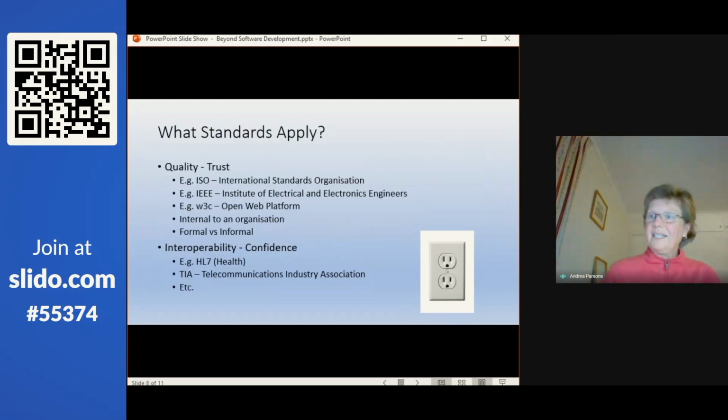The other type of standard here on the slide is around interoperability. So giving people confidence that if they take on your product, that it will interoperate in the correct manner within the environment that it's in. So examples there might be the HL7 standard for health messaging, for instance. So people know that if a product complies with the HL7 standard, then the messaging is going to be readable by other products in the health sector. TIA, Telecoms Industry Association. So you're using standards to ensure that a product is useful and optimized, that people can trust it, that they can have confidence in its interoperability.